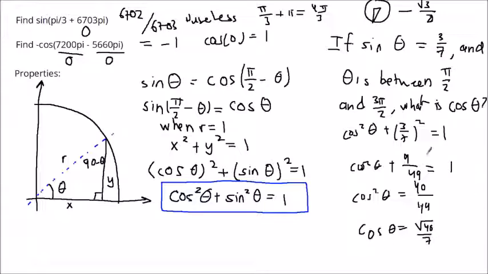And is it negative? It's between pi over 2 and 3 pi over 2. Pi over 2 is 90 degrees, 3 pi over 2 is 270 degrees. Take a look at the circle, 90 degrees is on top, 270 degrees on the bottom. And it's all on the x-axis. So if you move past 90 degrees, it's going to be on the negative x-axis. Therefore, it's negative. Minus square root of 40 over 7.